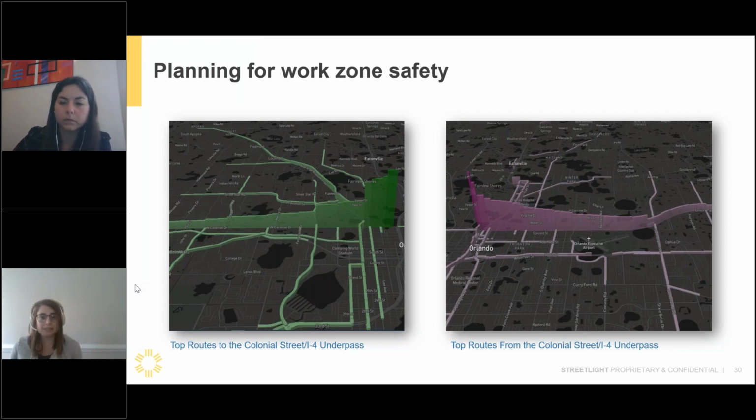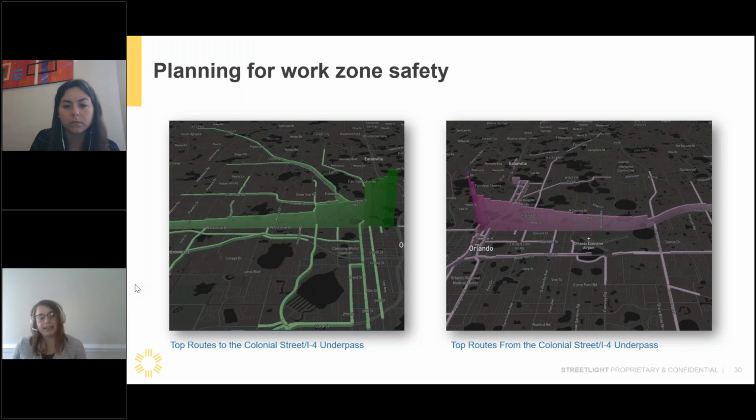The top routes analysis helps you understand what the top routes are to and from a particular zone. In this instance, the underpass, the Colonial Street underpass under I-4. On the left-hand side, you can see what the top routes are in green to the underpass, and what the top routes are on the right-hand side from leaving the underpass.